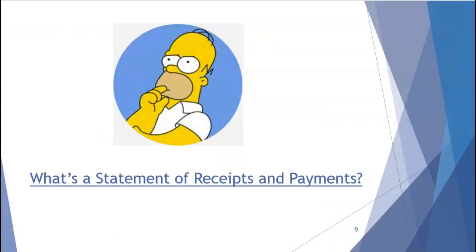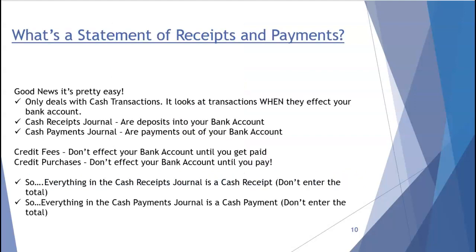So once everything's totaled, we now move on to tackling our first report, which is a statement of receipts and payments. In the next slide, we'll look at what a statement of receipts and payments is. The good news is it's a pretty straightforward report. It only deals with cash transactions. It looks at transactions when they affect your bank account. The cash receipts journal is deposits into your bank account, and your cash payments journal is payments out of your bank account. They're two of the journals.